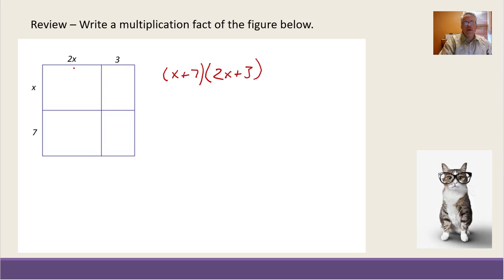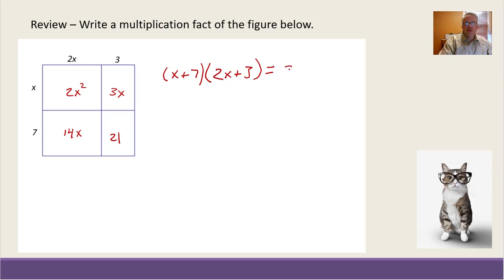So the other way to find the area is to find the area of each of the pieces and then add them up. So x times 2x is 2x squared. X times 3 is 3x. 7 times 2x would be 14x. And 7 times 3 is 21. So if we add these pieces together, we get our second expression.